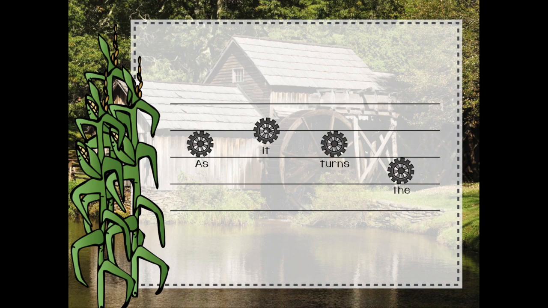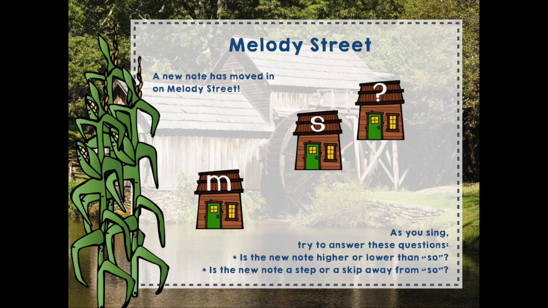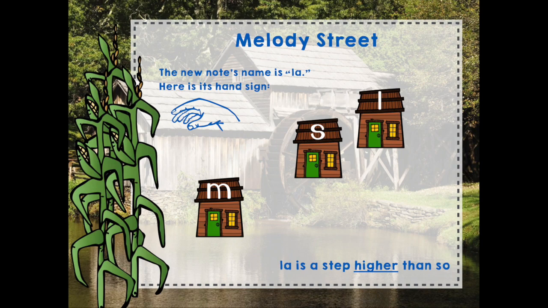What is this one? A new note has moved in on Melody Street. The new note's name is La. Here is the hand sign. When I am describing the hand sign, it looks like you are holding a potato and then you flipped your hand over and dropped it on the floor. We call it the La claw.